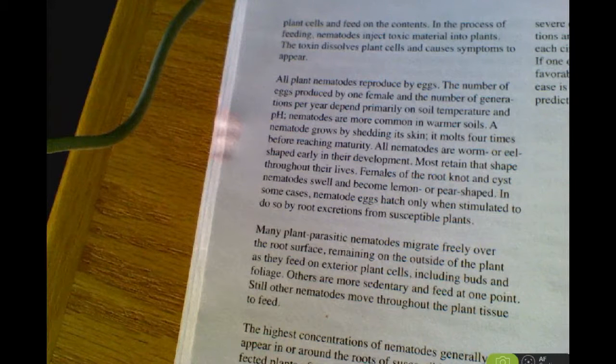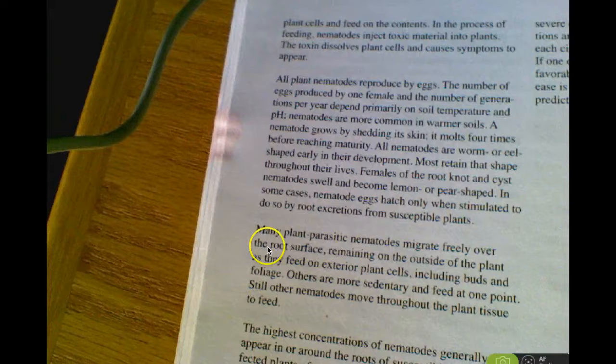And notice that they usually stay in their same shape most of their lives, but some of the ones that change are the female root knot and cyst nematodes, which swell and become lemon or pear-shaped. And then the nematode eggs hatch only when they're stimulated to do so by root excretions from susceptible plants. So it's going to stay dormant until it can sense those excretions from a plant, and then the eggs will hatch, so they know there's a host there.